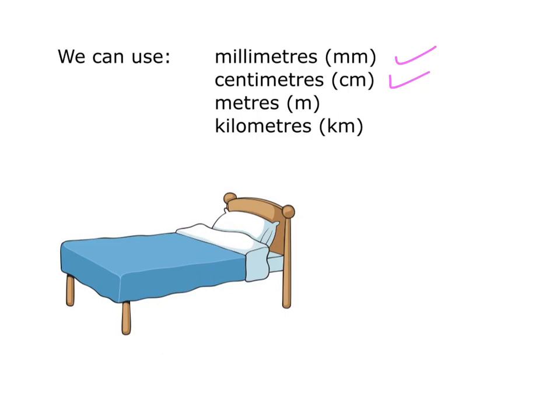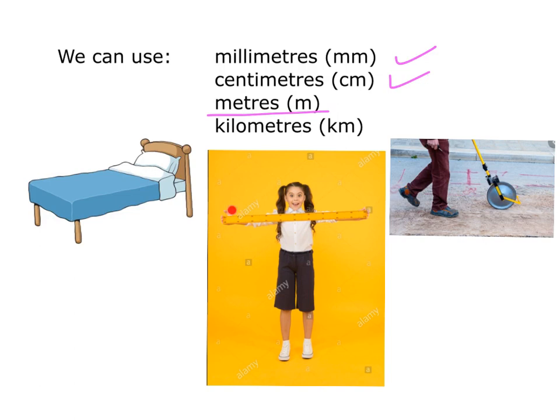Okay, the next one we're going to talk about is metres, and it has the unit just m. So we use this to measure bigger things. Okay, so we're not going to be getting our little rulers out to measure a bed. We're going to get our metre stick or our metre wheel.